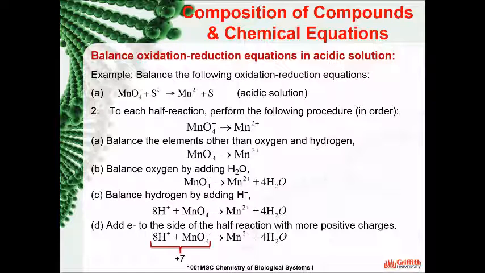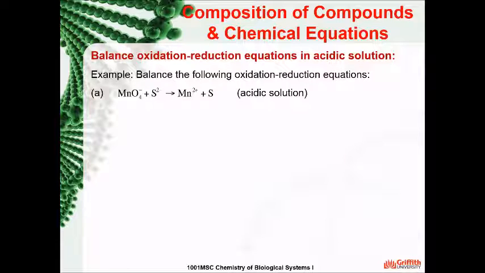The total charge on the left side is +7. As the hydrogen ion has a +1 charge, and we have 8 of them, that is +8. MnO4 has a -1 charge, so the total charge is +7. On the right side, the total charge is +2, and is coming from the Mn2+ ion. The water has a net charge of 0. So to balance the charge, we need to add 5 electrons to the left side, as electrons have a negative charge.